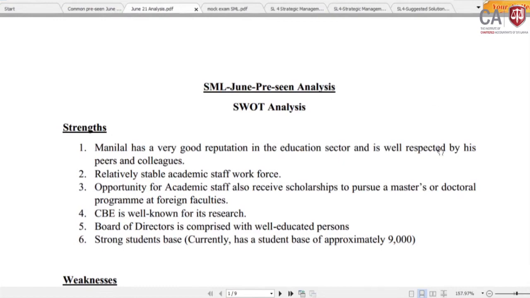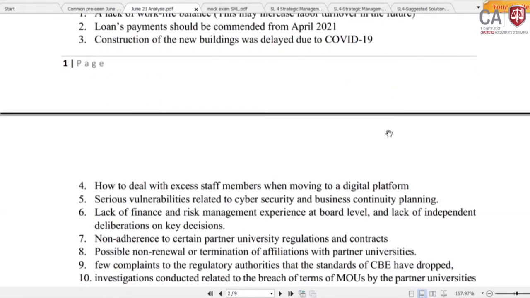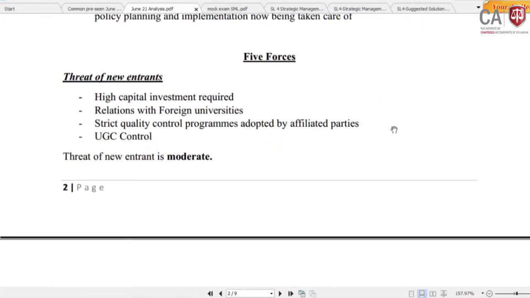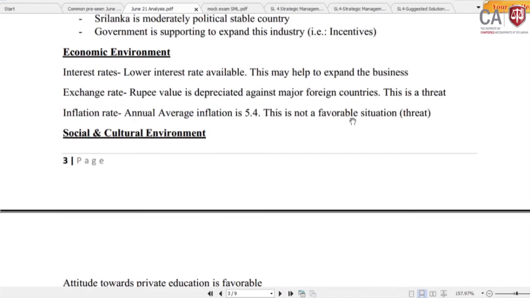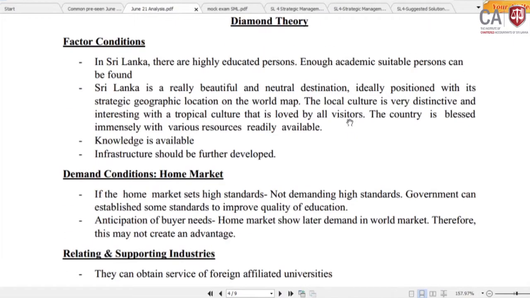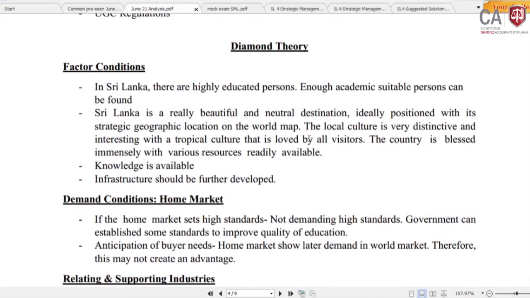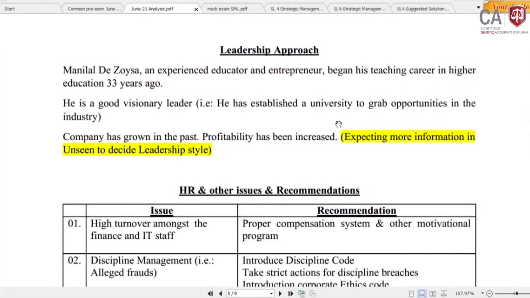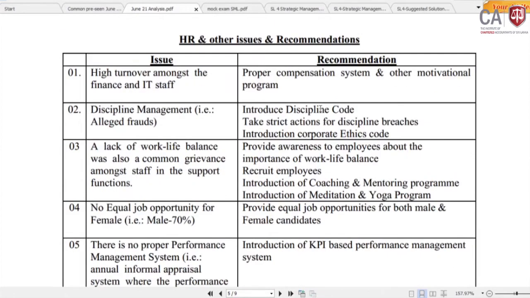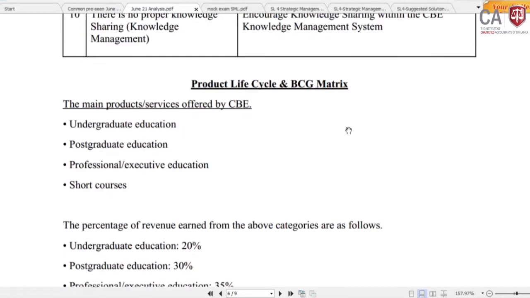What I have done is I have developed a SWOT analysis. I conducted a 5 forces analysis, PESTLE analysis, diamond theory applications, leadership approach, then HR and other issues and recommendations. I identified the HR issues given in the scenario, a lot of them actually. Then I identified appropriate recommendations on that.